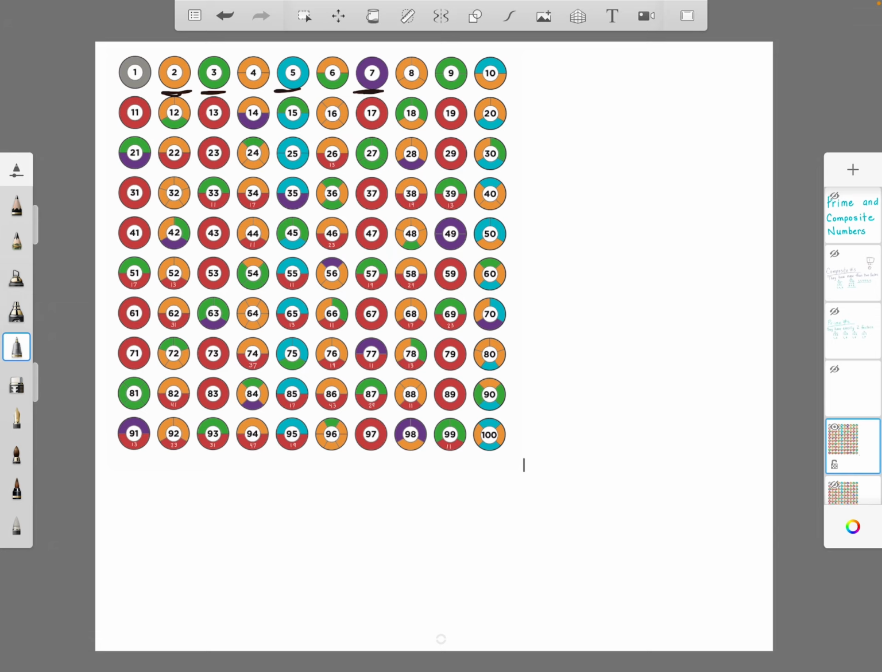Now our 4 basic ones have a separate color. After that, they're all going to just be red, like 11, 13, 17, 19. Those are also prime numbers. Those are going to be a solid red.